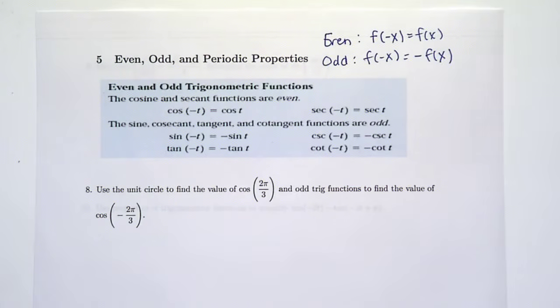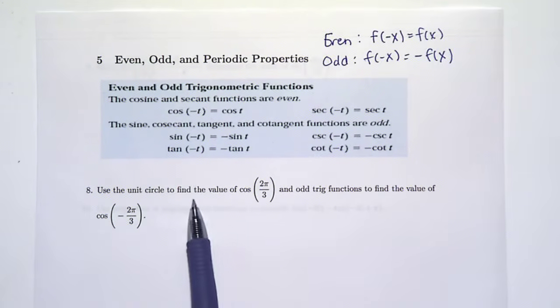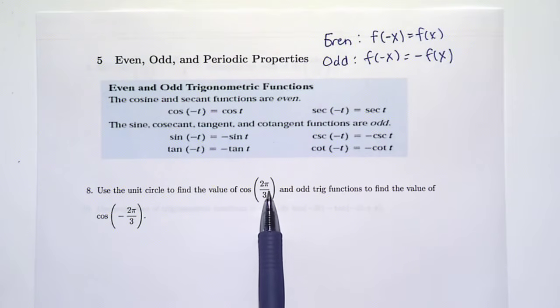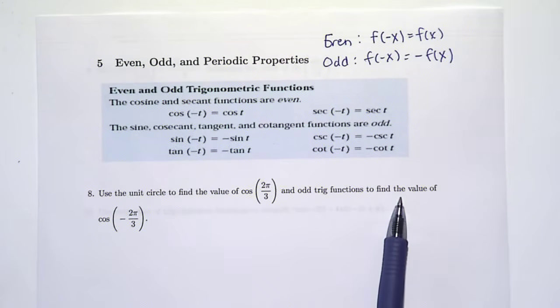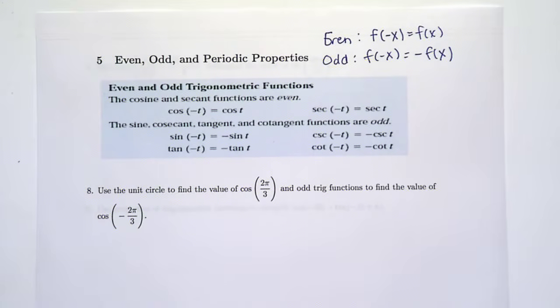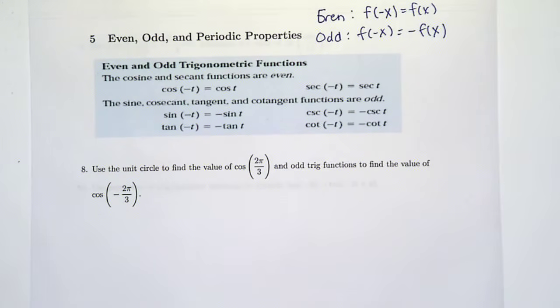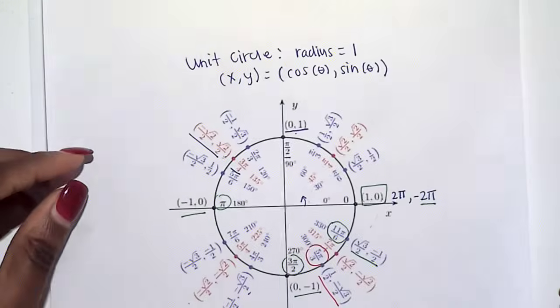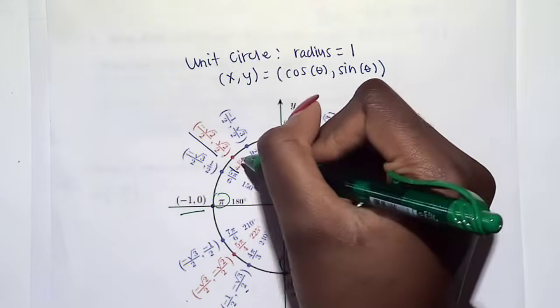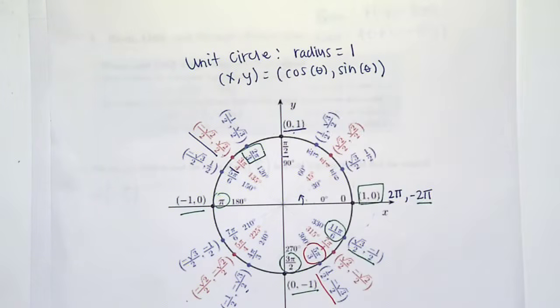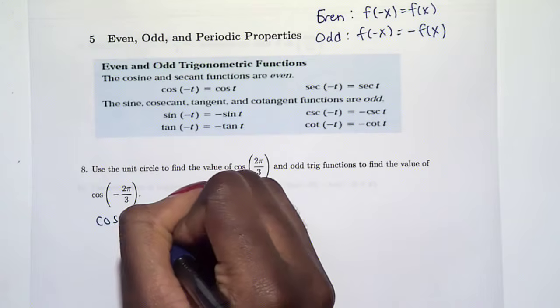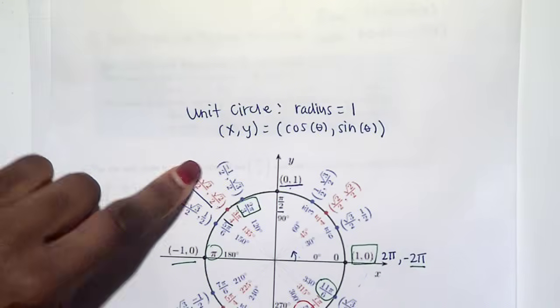All right, let's talk about how this could possibly be helpful to us. It says use the unit circle to find the value of cosine of 2 pi over 3 and use even or odd trig functions to find the value of cosine of negative 2 pi over 3. We want to bring out our unit circle again and find 2 pi over 3. It is right here. Our question is, what is cosine of 2 pi over 3? Well, we just want the x value here. It's negative 1/2.